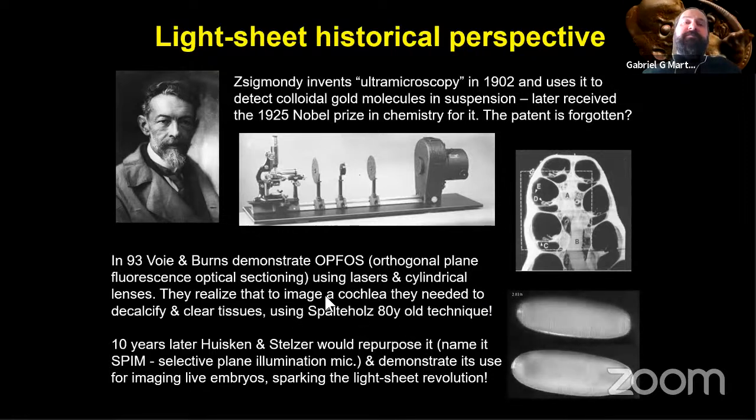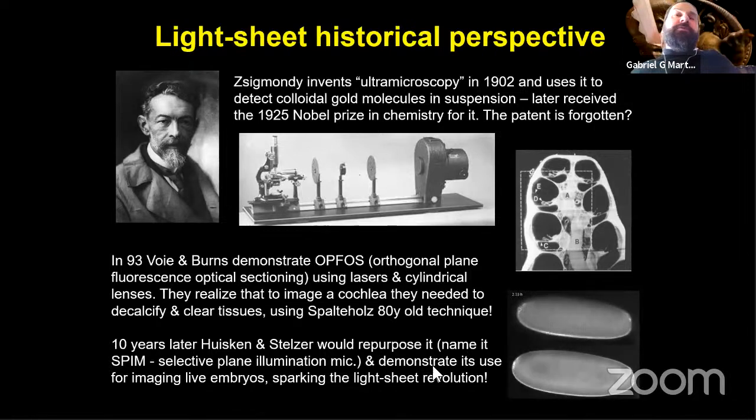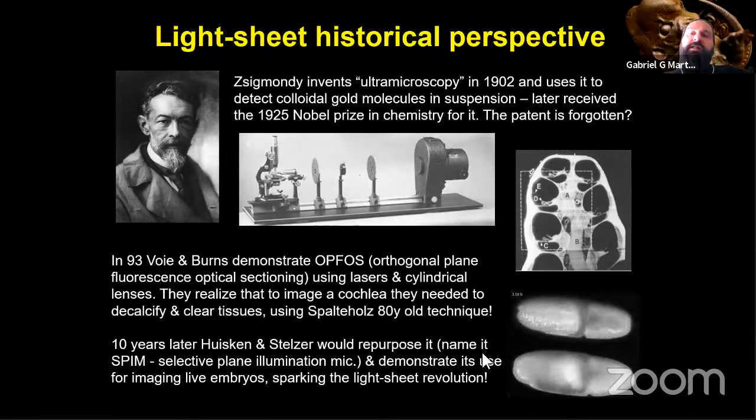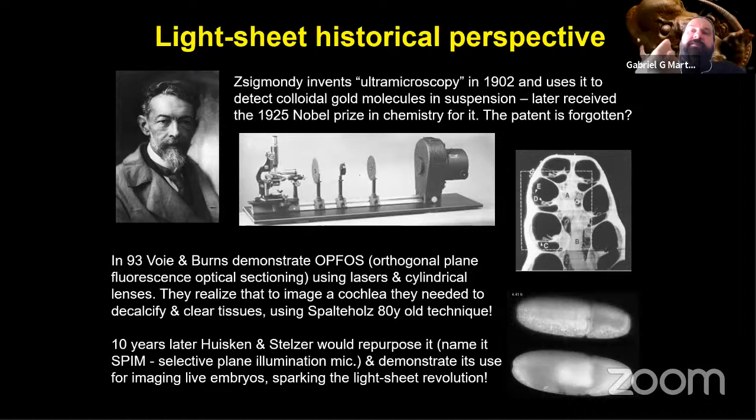And they basically unearthed this 80-year-old technique from Spalteholz, which I'll talk about again in a moment. Ten years later, Huisken and Ernst Stelzer would pick up this technology again, adapt it, and make a series of improvements that allowed them to actually image live embryos without having to kill them and make them transparent. So the size of things is now smaller, but still larger than you can typically image on a confocal microscope. And that's basically what sparked the light sheet revolution in the last at least 10 years.